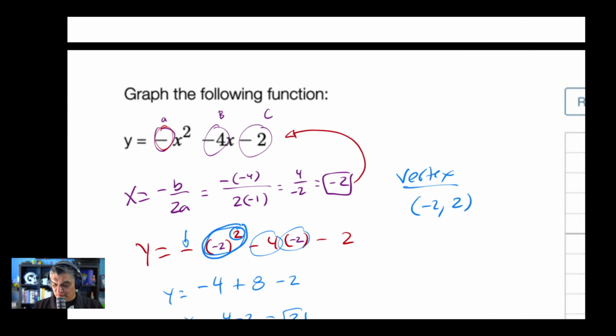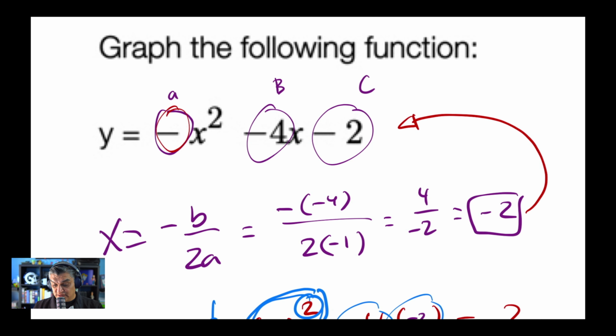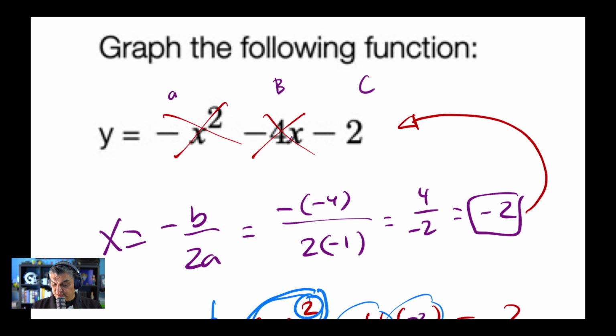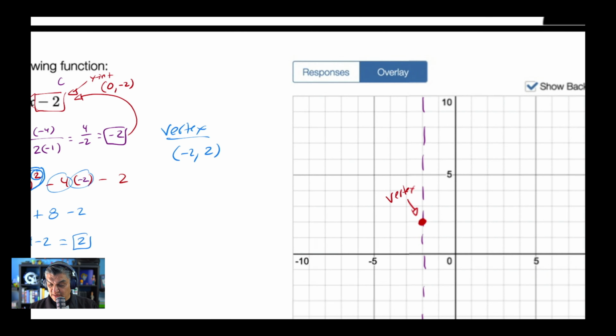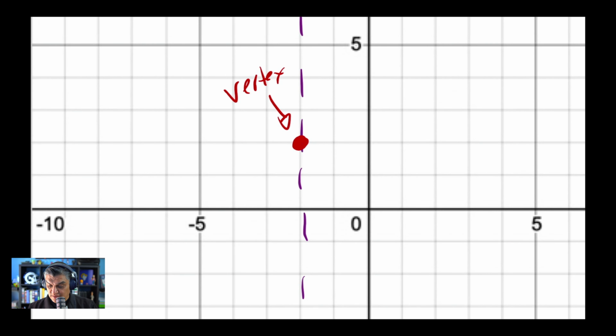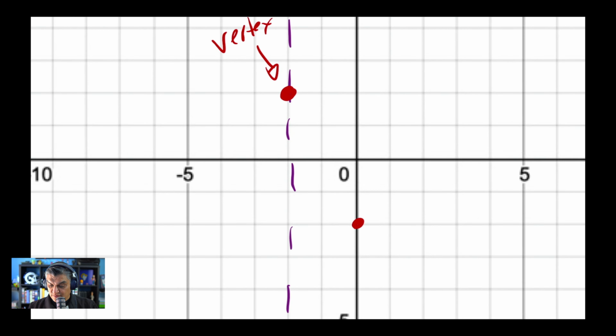And how do we find the y-intercept? Well, y-intercept means x equals 0. So if x equals 0, that means this is 0 and this is 0. So my c is always my y-intercept. Remember that? My c is always my y-intercept. And y-intercept, x is 0, and what's left is negative 2. So my y-intercept is (0, -2), which is right here. There's my y-intercept. And so that was step 2.